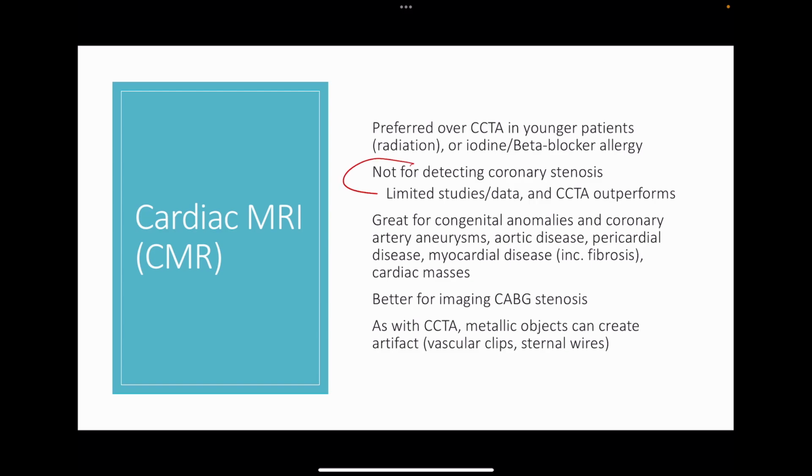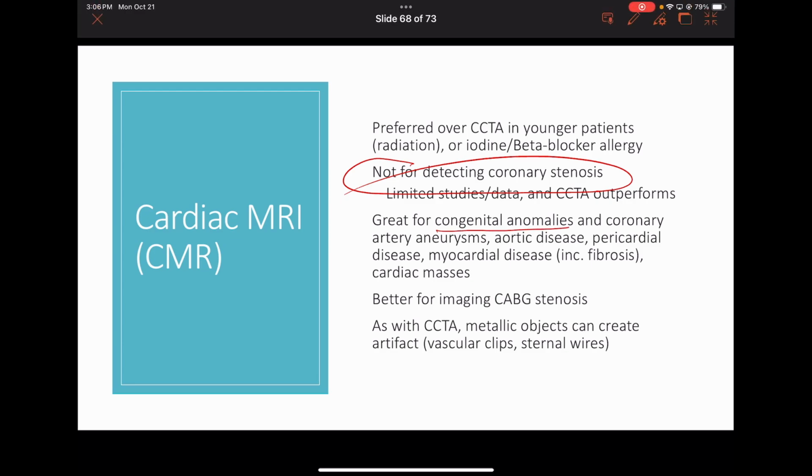Not for detecting coronary stenosis, okay? But looking at structural defects. Congenital anomalies, coronary artery aneurysms, those structural changes, cardiac MRI is very good. Better for imaging CABG stenosis, so sometimes you get a bypass. Those can stenose, the bypasses can clog up too. That happens, so you can do that.